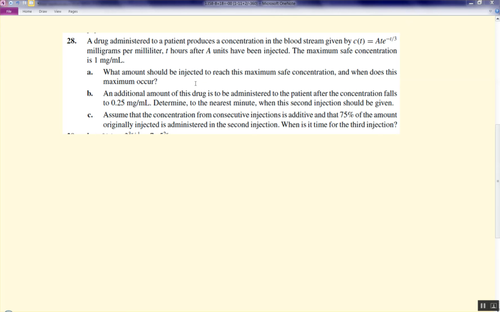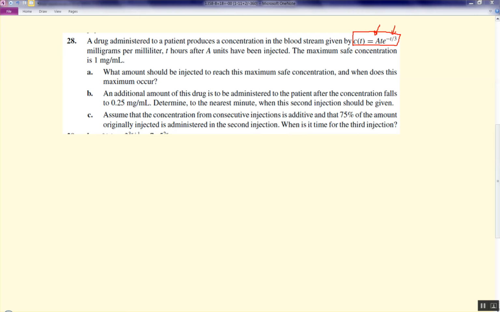Now let's take a look at problem 28. In this problem, we are given a function. This function describes the concentration in the blood stream after some drug is injected. Here, this A is the units injected.